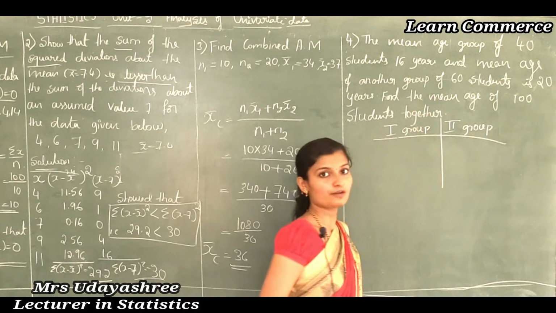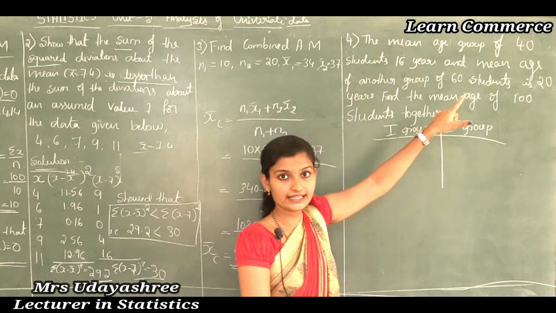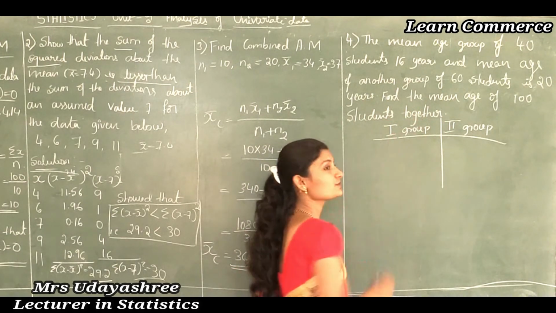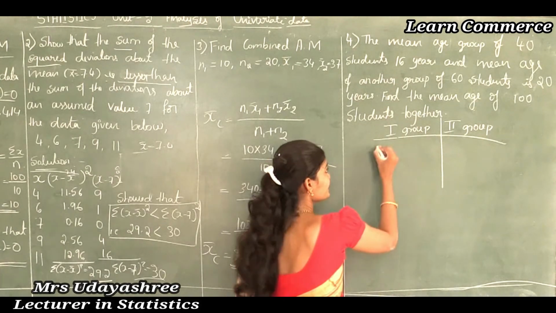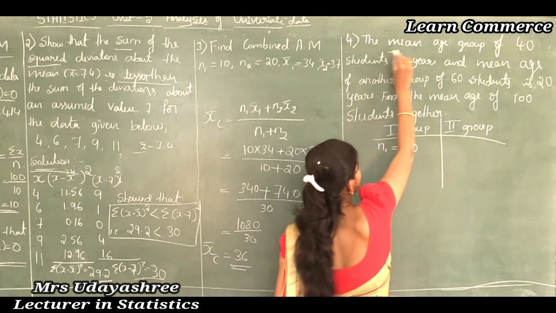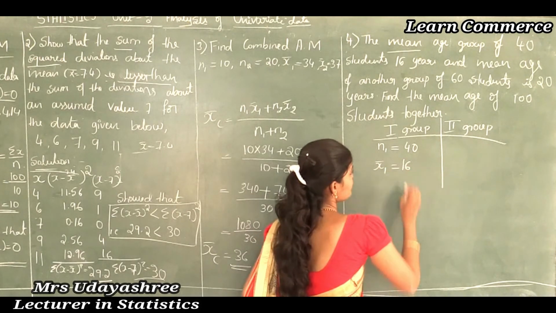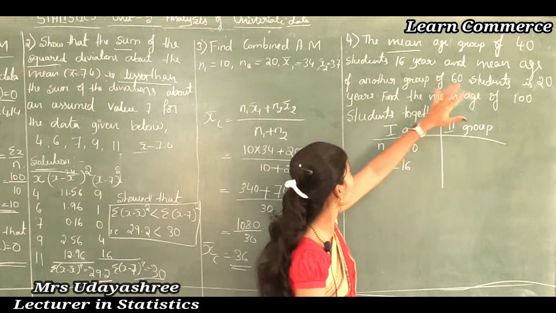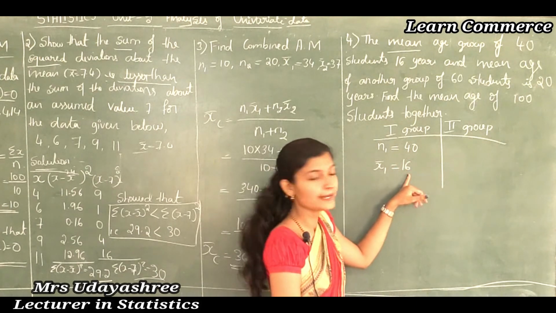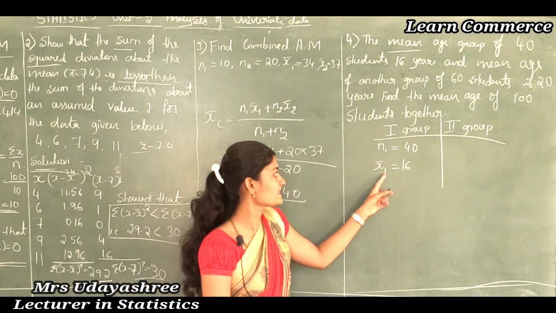Let's see the first group of observations, that is the mean age of 40 students is 16 years. So 40 is the number of observations in the first group, therefore I will write n1. So here given n1 is 40 and the mean of the first group of observations is 16. So 40 is the number of observations and 16 is the mean, therefore I will write x bar 1.